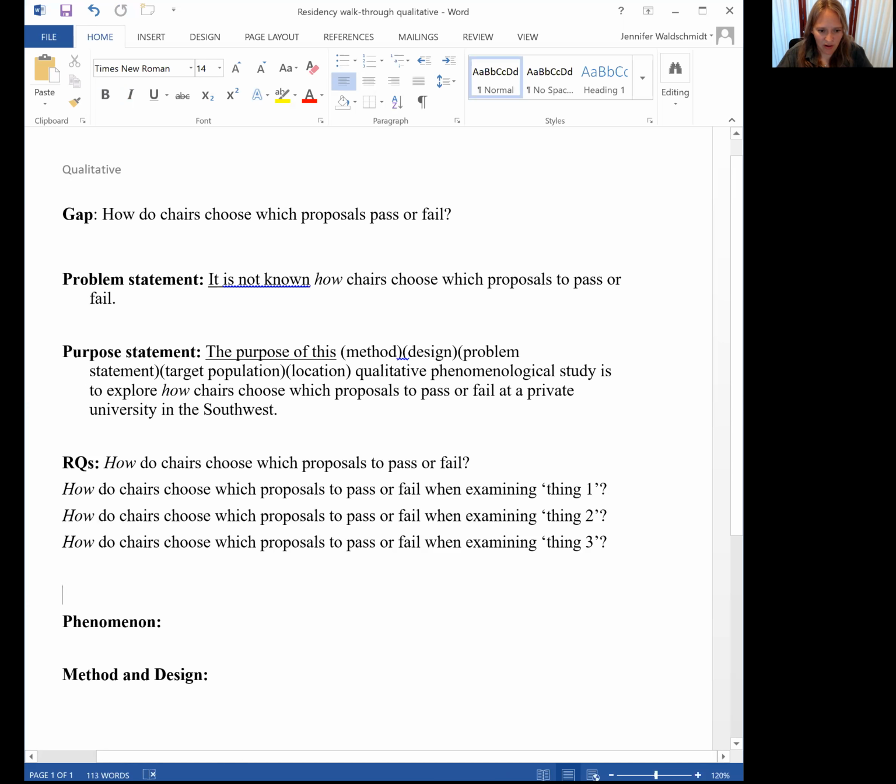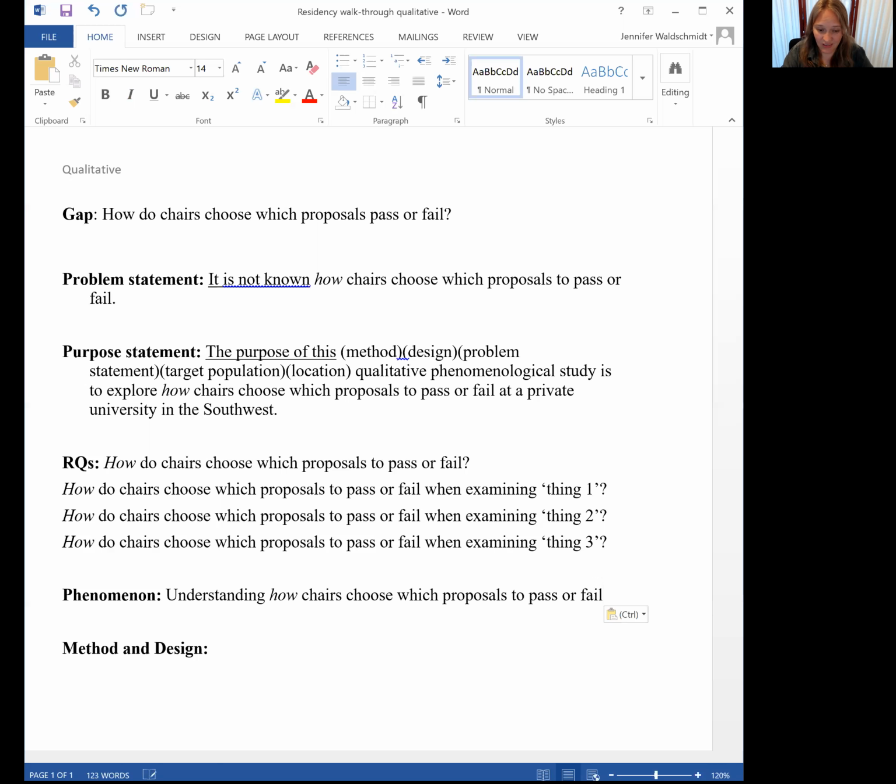So far we've got our research questions. So let's go ahead and put our phenomenon. Again, I'm going to copy and paste our problem statement up here. And I'm going to add the word understanding to the start of our phenomenon here, and then literally just paste my problem statement, the latter part of that. Understanding how chairs choose which proposals to pass or fail. So that's going to be the phenomenon that we're going to study.